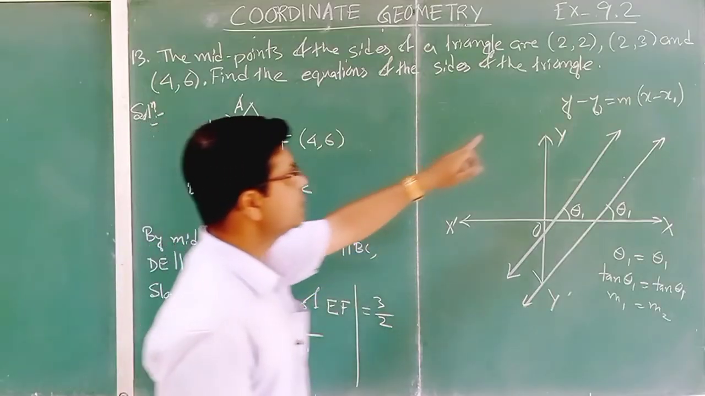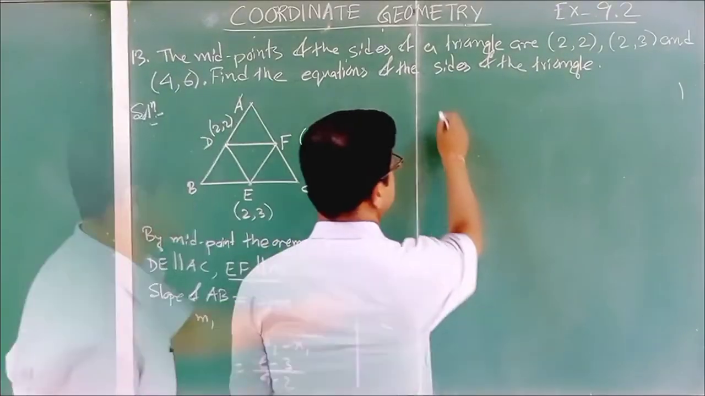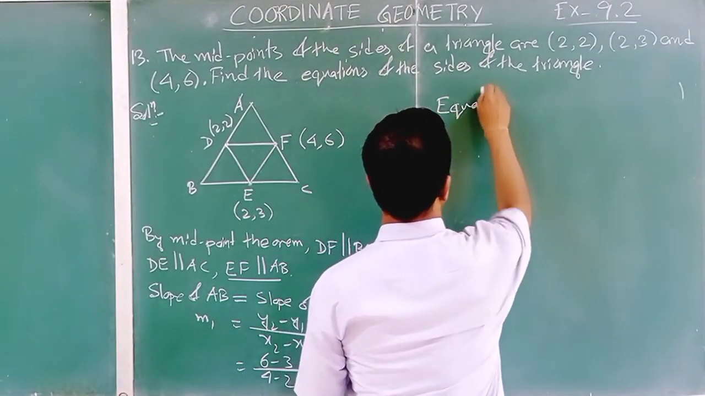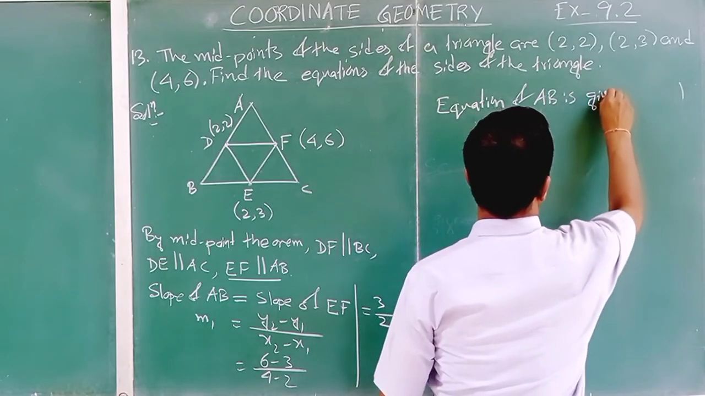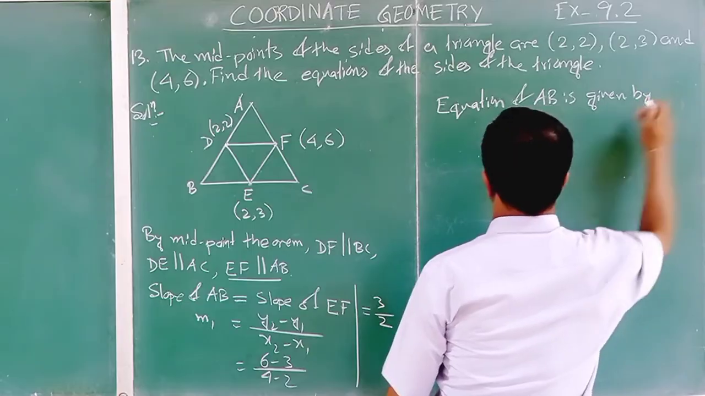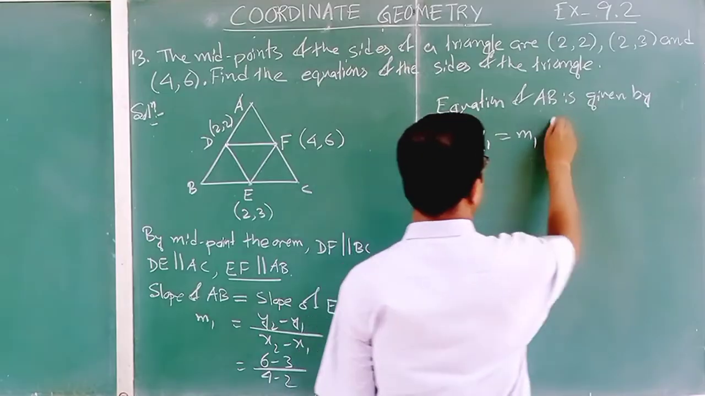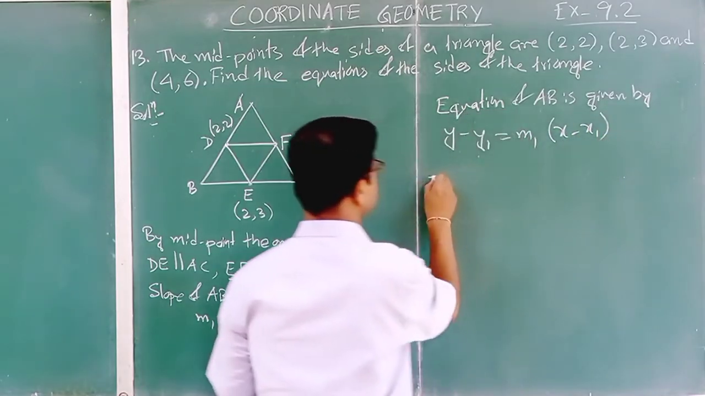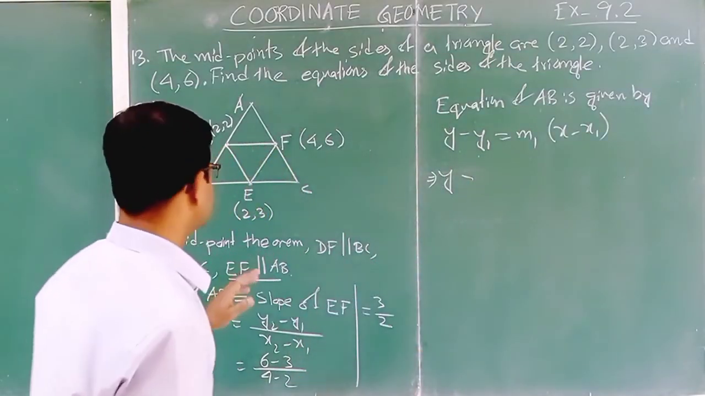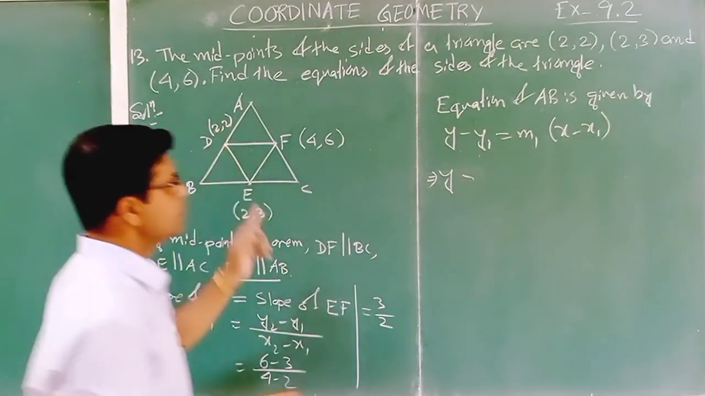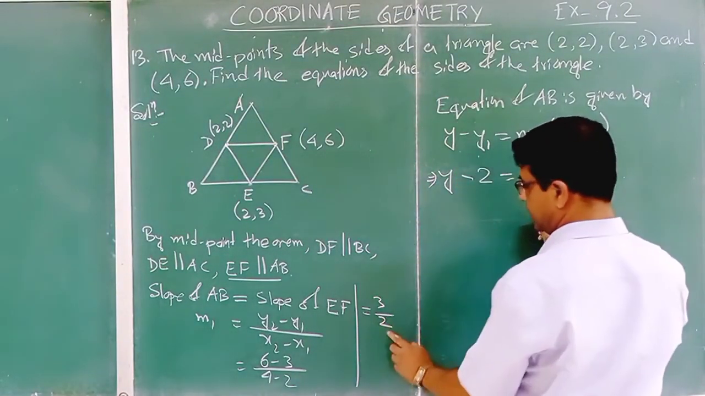Now we shall use this to find the equation of the straight line AB. The equation of AB is given by y minus y1 equals m1 times (x minus x1). Got it? Now let us substitute the values. This is the straight line AB, and a point on AB is (2, 2). So y1 is 2, and M1 is 3 by 2. You can check, M1 is 3 by 2.